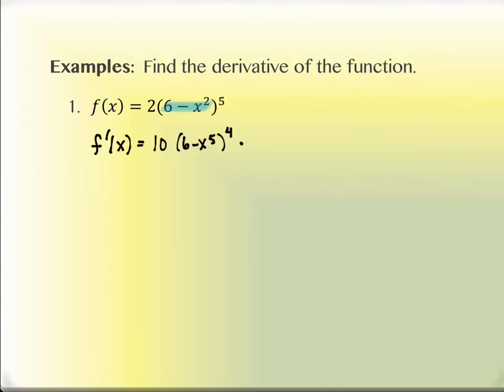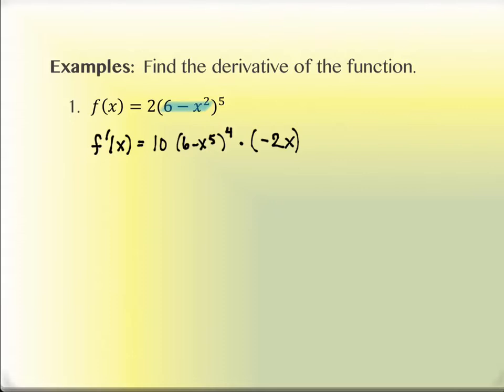And then after that, I multiply by the derivative of the inside. So now I do need to take the derivative of the 6 minus x squared, but I don't take the derivative of it and stick it inside. I multiply it on the outside afterwards. So what's the derivative of 6 minus x squared? Yes, it's negative 2x.